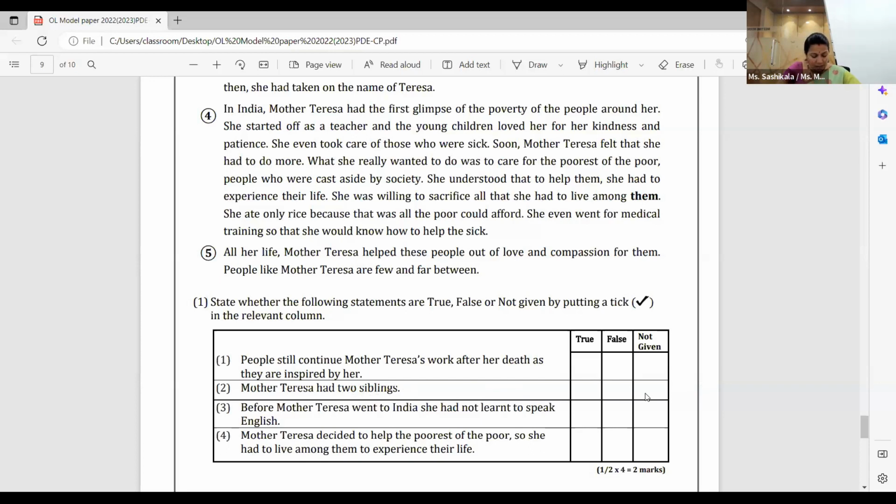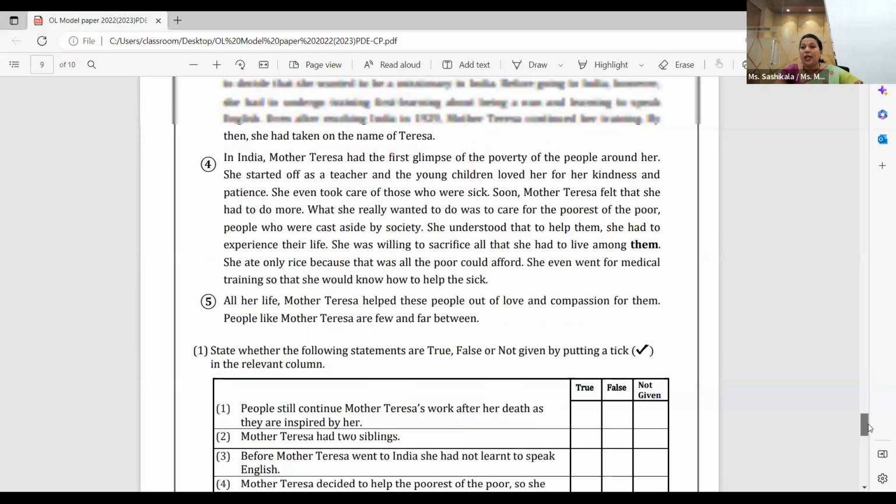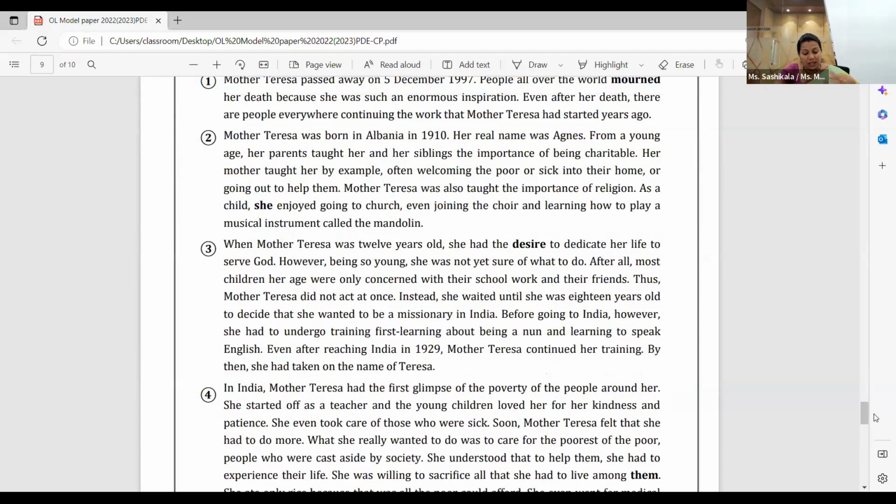Next statement 3. Before Mother Teresa went to India, she had not learned to speak English. Now look at paragraph 3, last paragraph. Now see, however, she had to undergo training first. First learning about being a nun and learning to speak English.